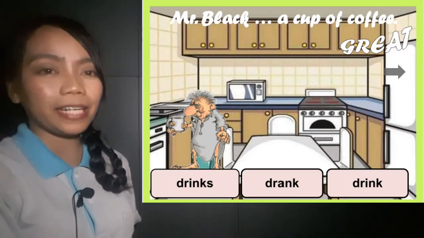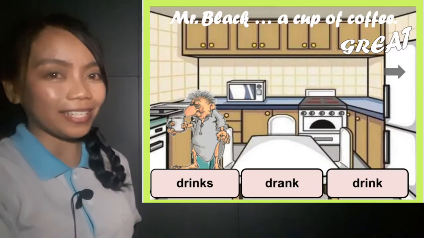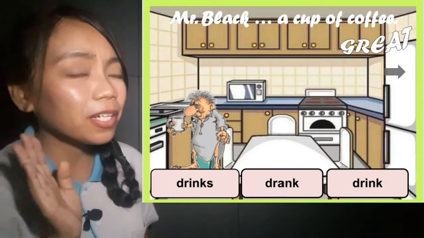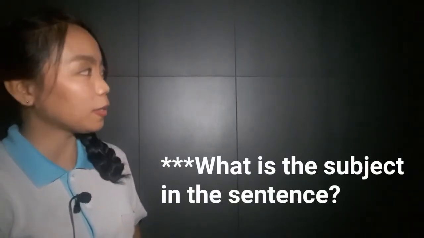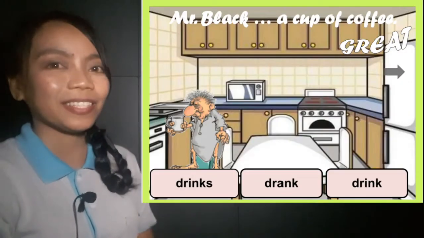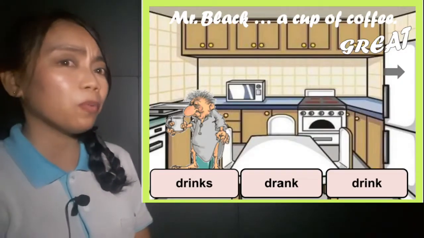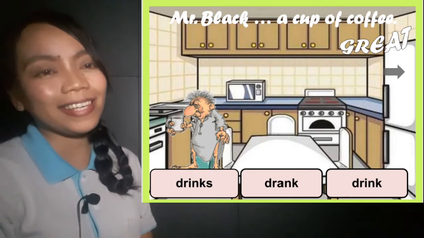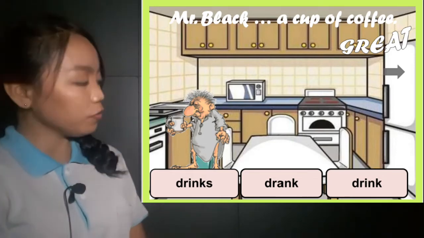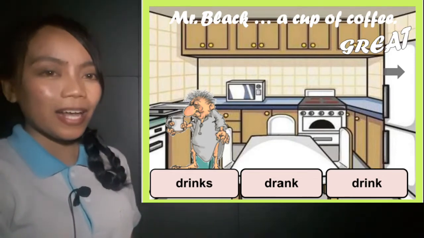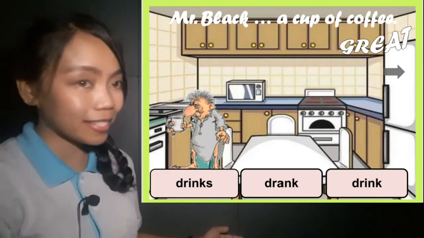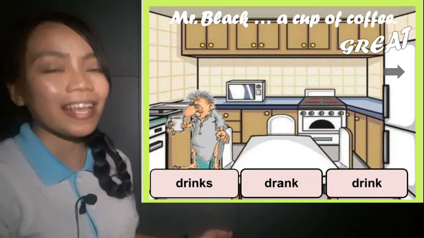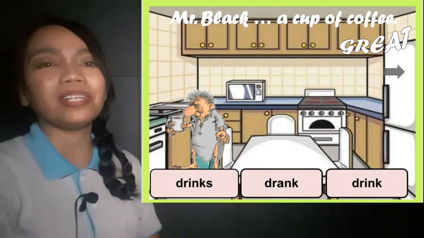Next sentence. Mr. Blank drank a cup of coffee. Remember, you need to know what is the subject of the verb. Okay, the subject here is Mr. Black. Is he more than one? Or is he only one? So what verb will we use? Okay, so if you said drinks with S, you are correct. Very good.